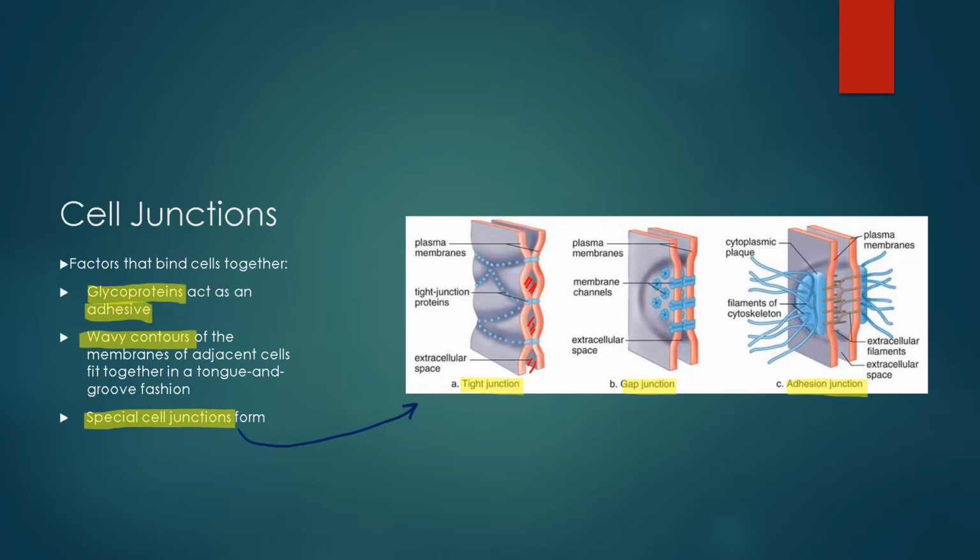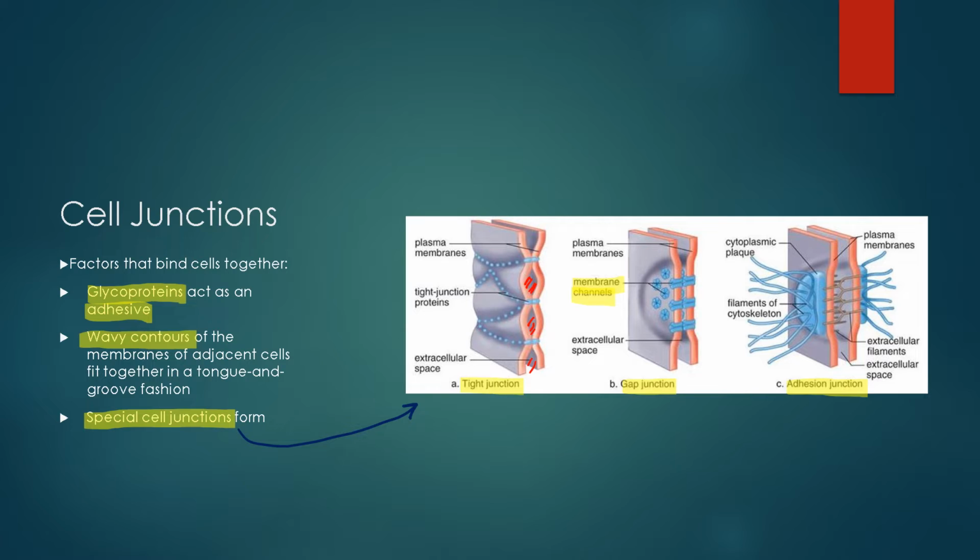Next, we have the gap junctions. These are going to be communicating junctions that allow ions and small molecules to pass between them. And they pass between these little membrane channels. These types of junctions are really particularly important for communication in heart cells and also in embryonic cells.